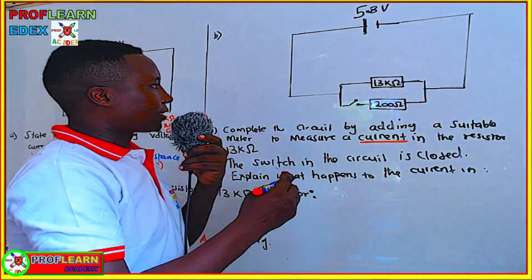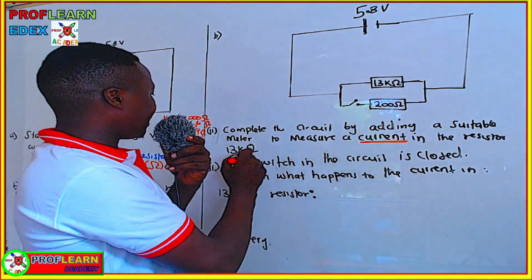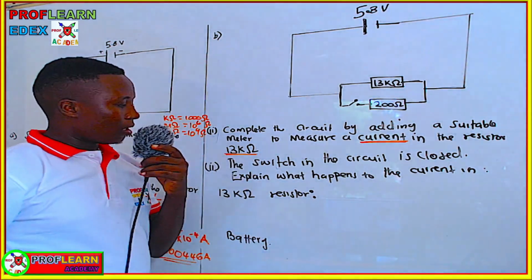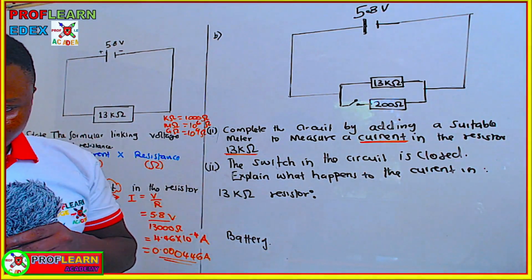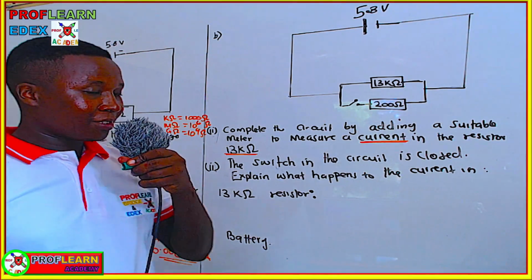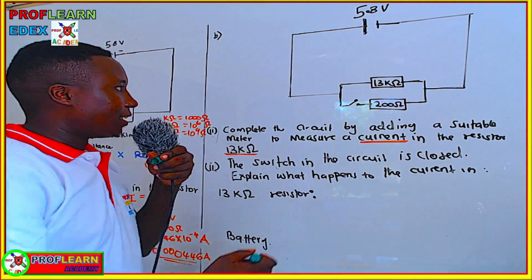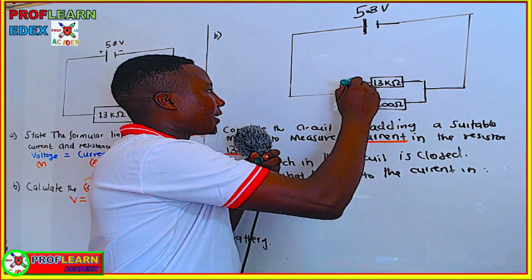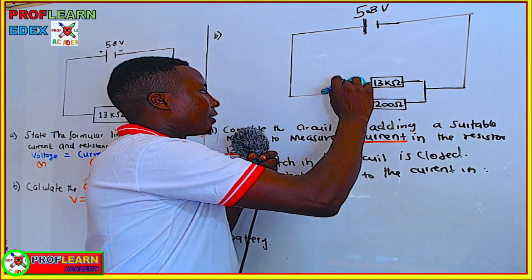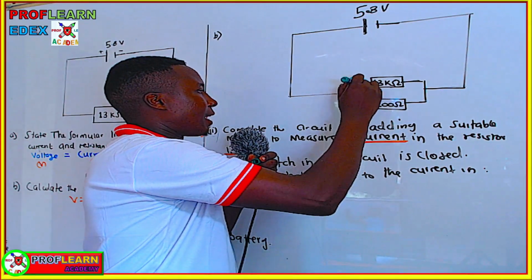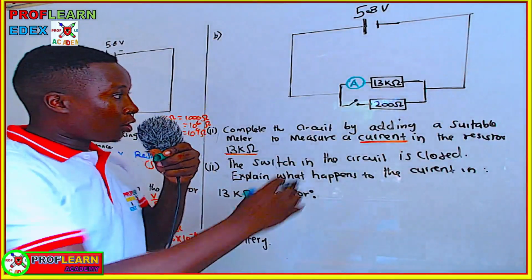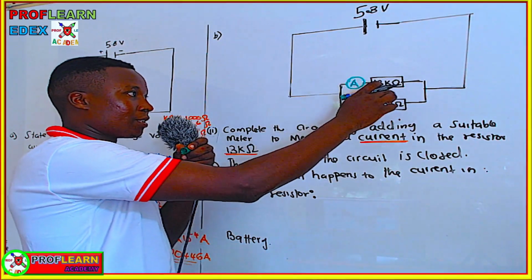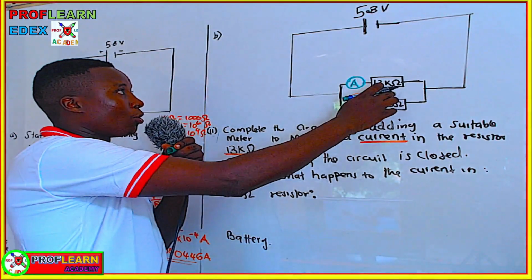So in this case, we are measuring the current in which section? In this section of the 13 kilo ohm resistor. In that case, we are going to add our ammeter in this part here, and we shall say this is our ammeter, because this is in the branch where the current is going to flow through this 13 kilo ohm resistor.